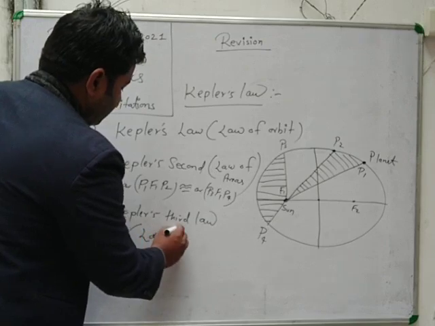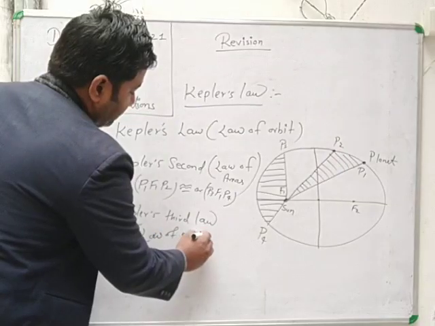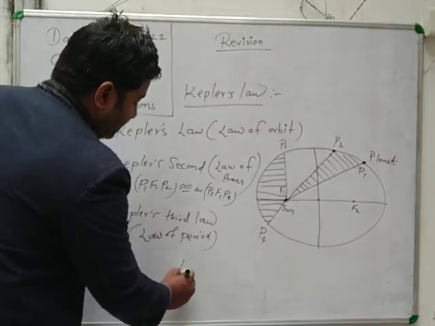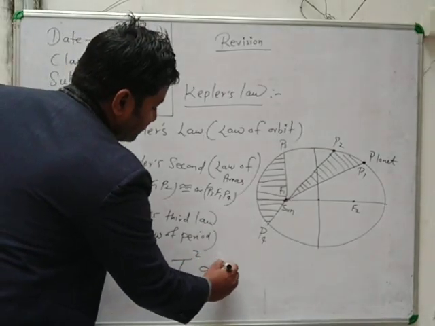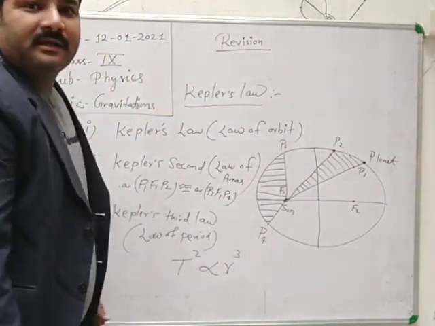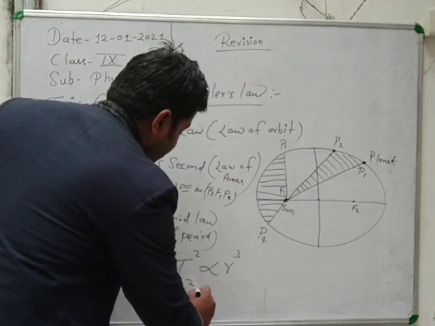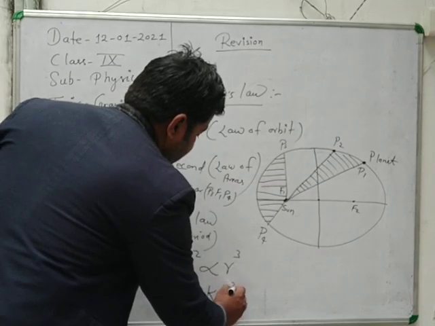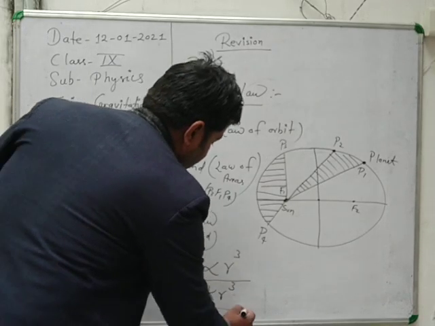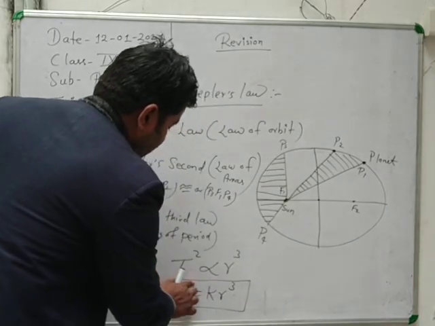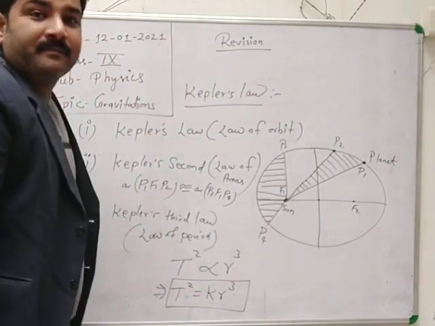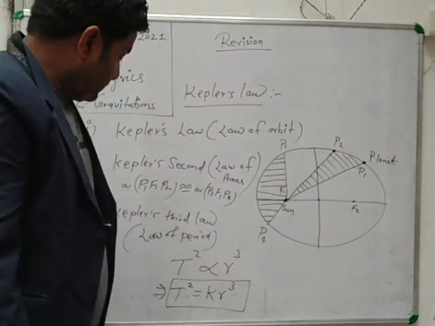In the law of period, T square is directly proportional to r cube. I will say that T square is equal to capital K r cube. This is the formula for Kepler's third law. Clear? T square is equal to K r cube.